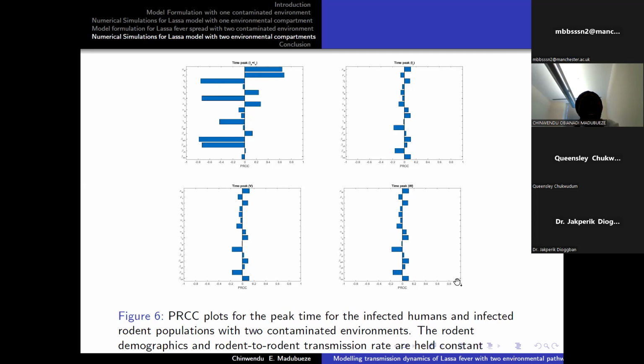So this is the magnitude. Then this is the peak time. So this is ongoing work. I'm still working on it to represent what is really happening. And also from the work, we can implement the data we have.